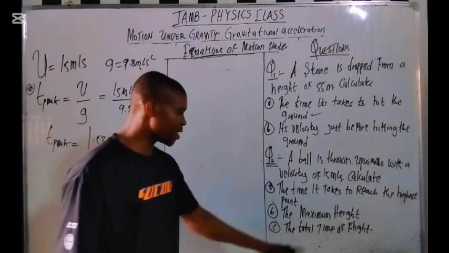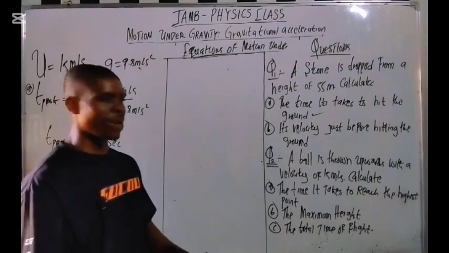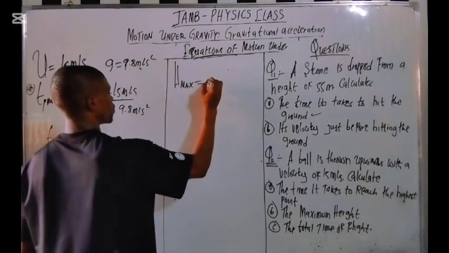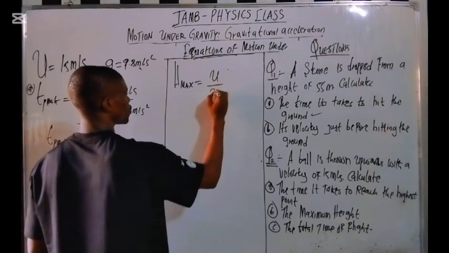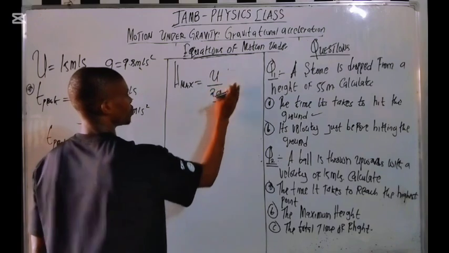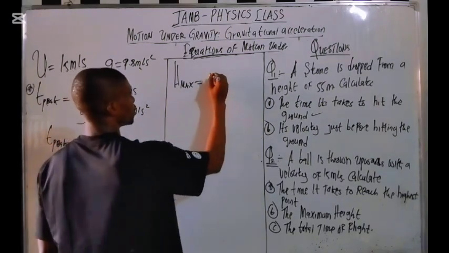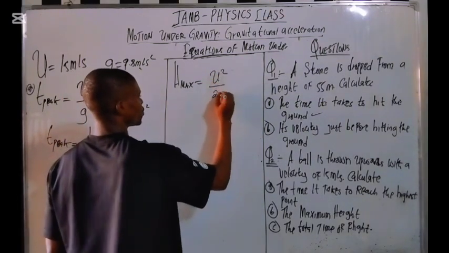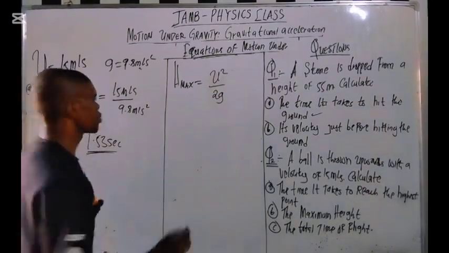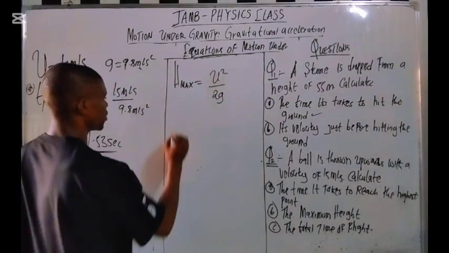Now for part B, the maximum height. What is the formula for maximum height? So here we have H maximum equals U squared over 2G. Let's see if it's correct. Okay, so here we have maximum height, U squared over 2G. That is for maximum height. So you always input your initial velocity here.